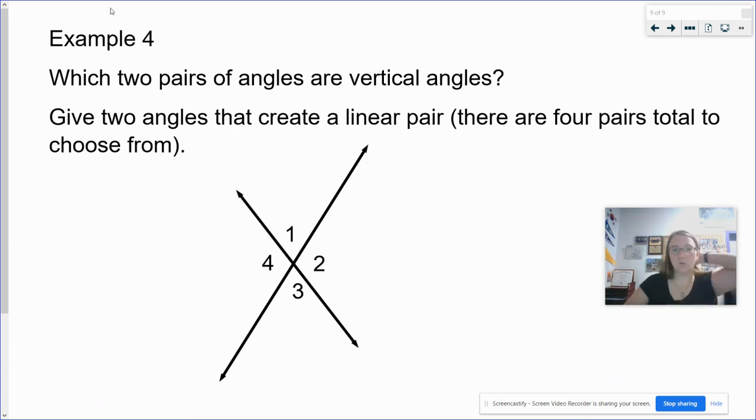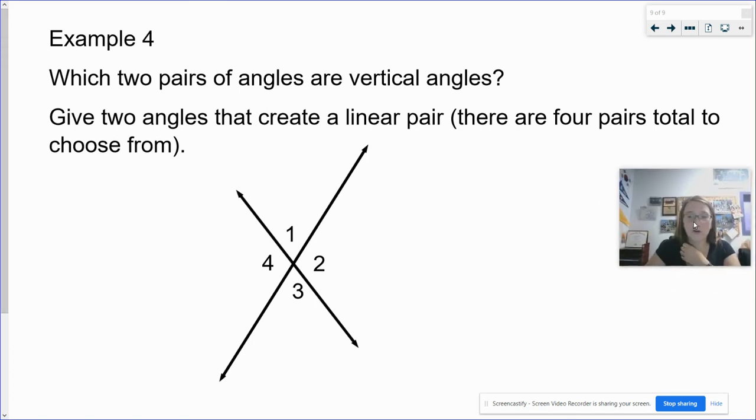Okay, so it says, which 2 pairs of angles are vertical angles? So we have this picture here. I have 2 pairs. Remember, vertical means across from each other. So I'm going to give you options you can choose from. You're going to choose 2. Which ones are vertical? Go ahead and try it.